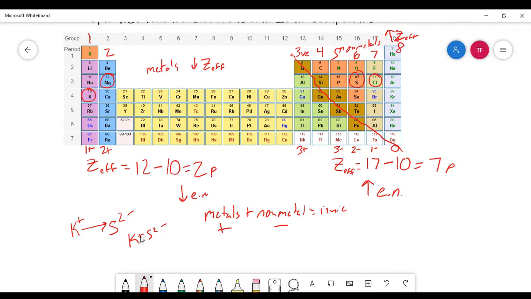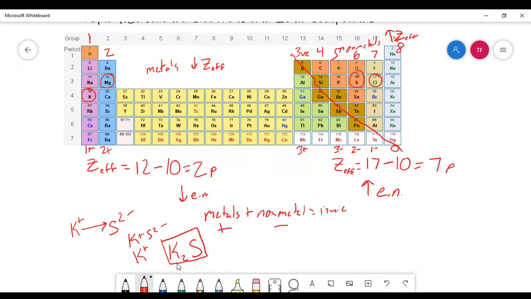But if you'll notice, 1 potassium ion and 1 sulfur ion are not neutral. We need compounds to be neutral. So when this ionic bond forms, it actually takes 2 potassium ions, each with a 1 positive charge, to cancel out the charge on the sulfur ion, which is 2 negative. So the formula for this ionic compound is 2 potassiums bonded to 1 sulfur. It's going to be K2S. 2 potassium ions bonded to 1 sulfur ion. And that's our ionic compound, K2S.